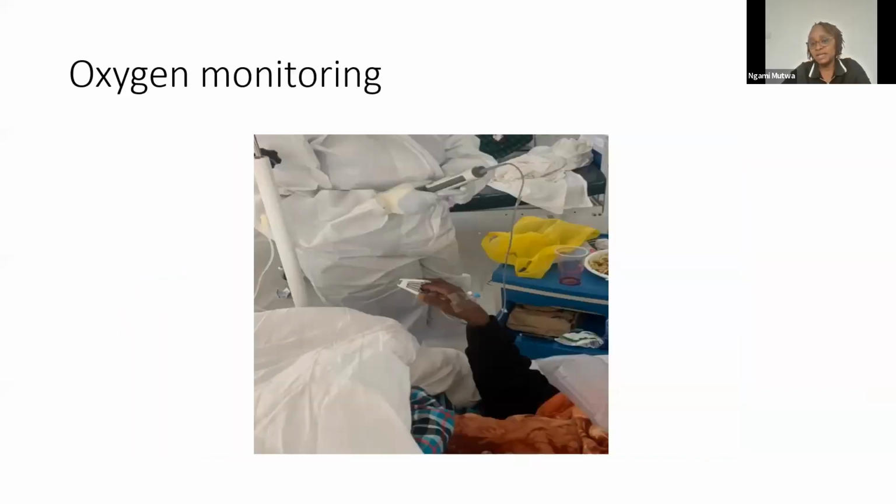For monitoring, we are able to do the bedside pulse oximeters. As much as we have a point of care machine for the blood gas analysis, it's not in use currently because of the challenges of consumables.